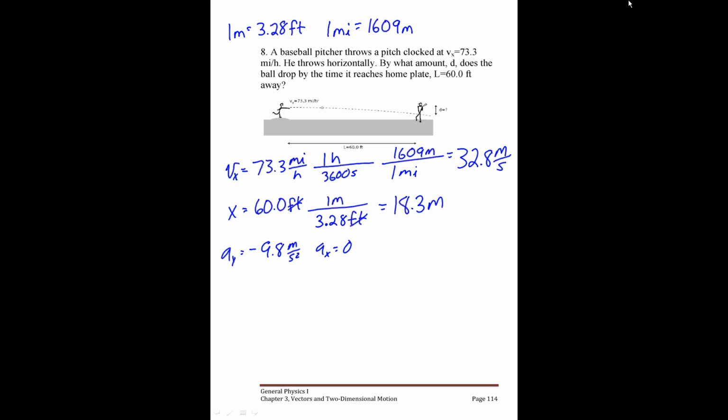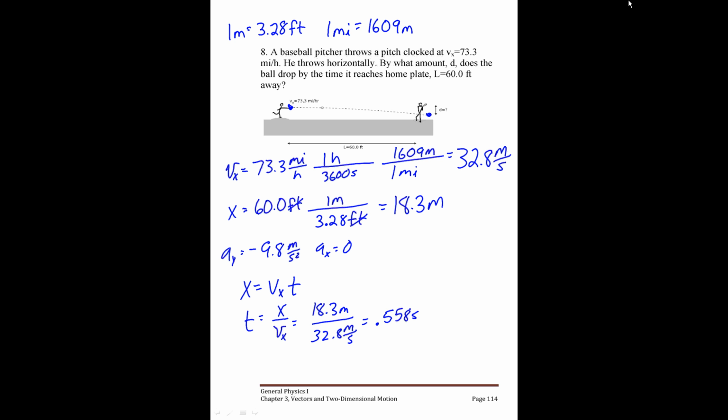All right, so the first thing I want to do is just find t, and then I'm going to find what is the y position after that time. T is pretty easy to find. We just say x equals Vx times t. So t is x over Vx. That's 18.3 over 32.8. That gives me my time, which is 0.558 seconds. So that tells me the time it takes to get from here to here.